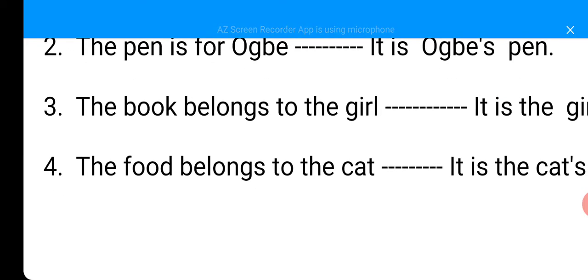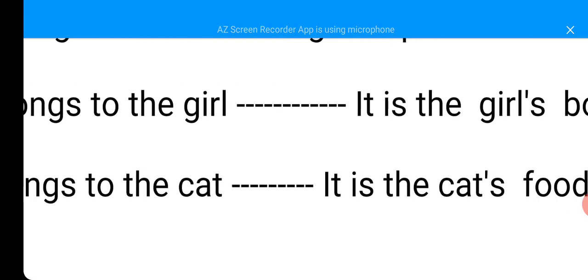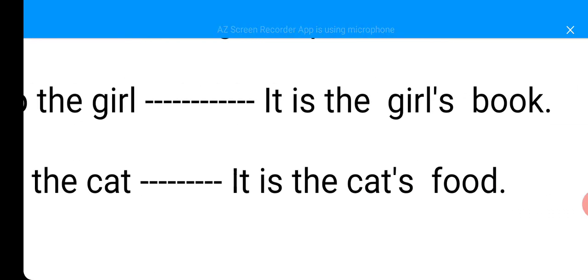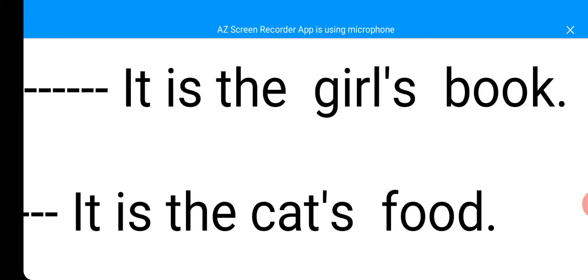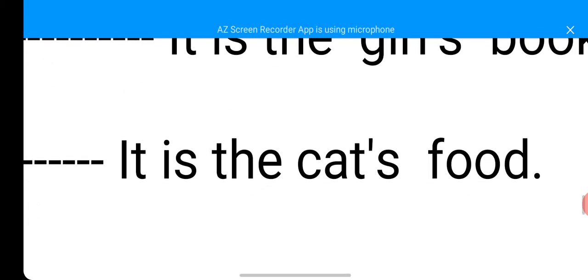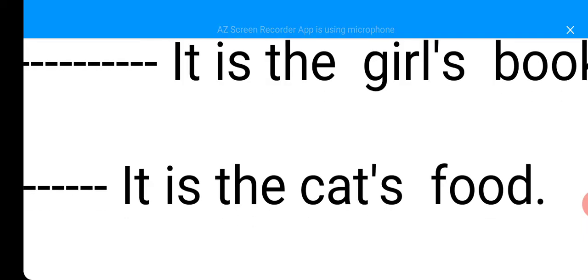Then number 3: The book belongs to the girl, telling you that a girl owns a book. It is now written thus: it is the girl's book. The girl is the owner. You have your sign, you have the S showing possession. The girl, the apostrophe, followed by an S, then the owned thing, which is the book. So you have girl's book. It is the girl's book.